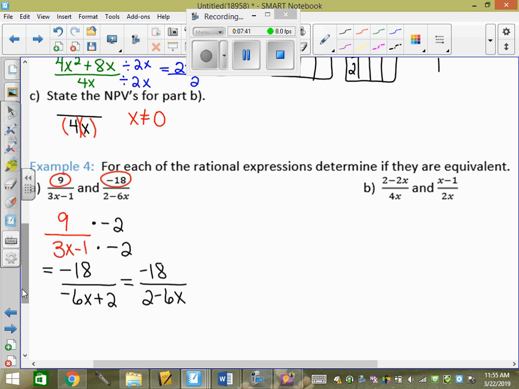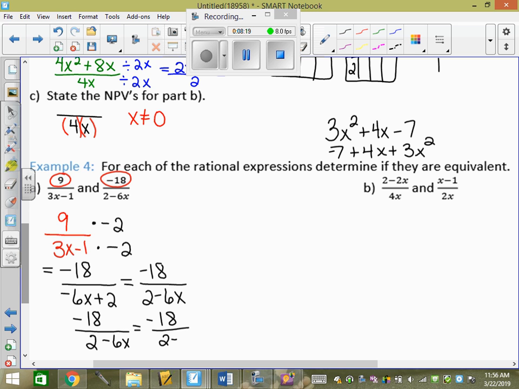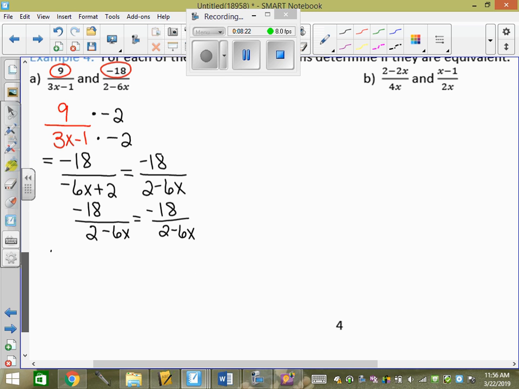Can I switch these? If I gave you 3x squared plus 4x minus 7, could you have written it like this: negative 7 plus 4x plus 3x squared? Yeah, you can move them around all you want. You just have to make sure that you take the sign with it. So this one I could rewrite as negative 18 over positive 2 minus 6x. You just have to take the sign that's in front of it with it. And they actually match. So they are equivalent.